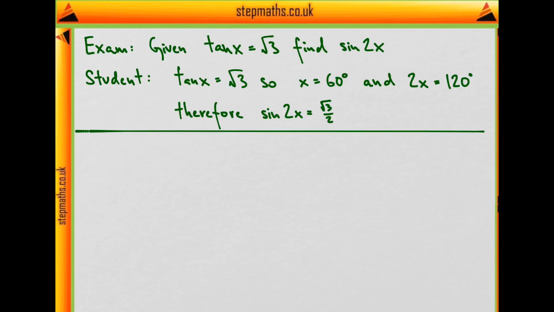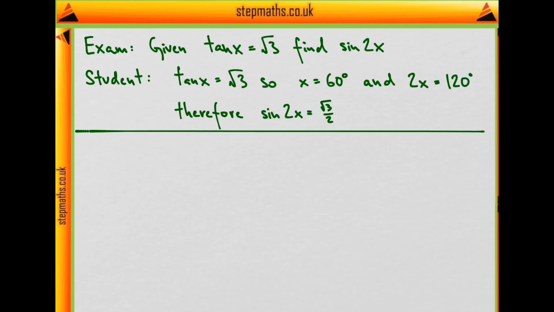In this fictional exam, they asked the student to find sine of 2x, given that tan of x equals root 3. And the student said, well, if tan of x equals root 3, then x must be 60 degrees. And then 2x is 120 degrees. And sine of 120 degrees is root 3 over 2. And we're supposed to give the student some feedback on their solution.